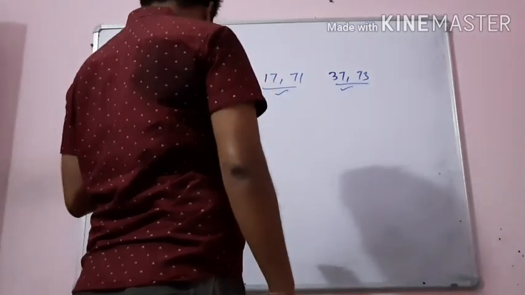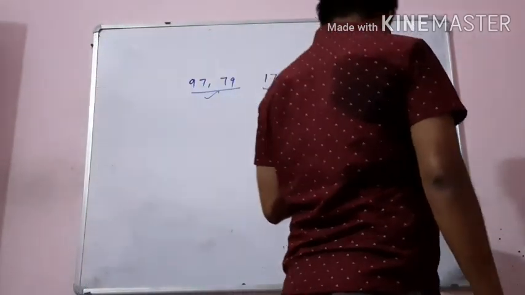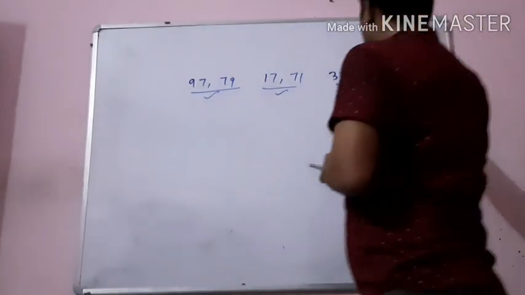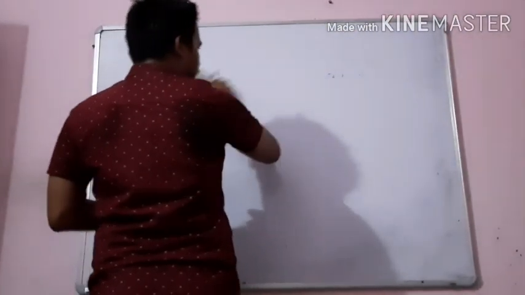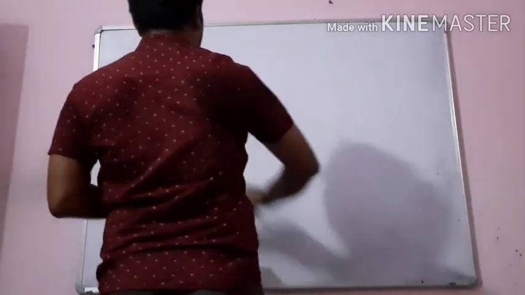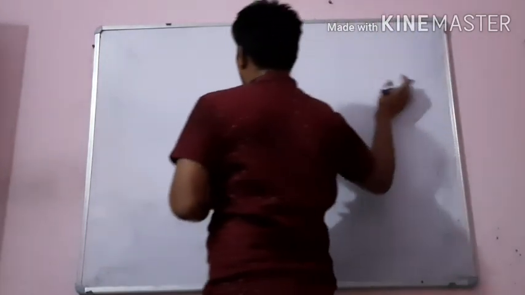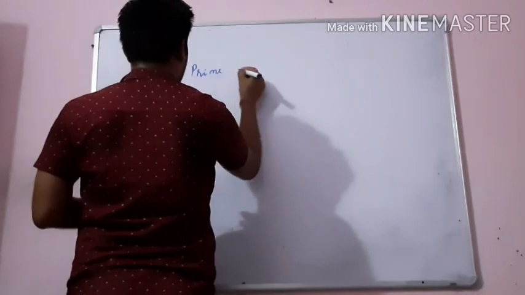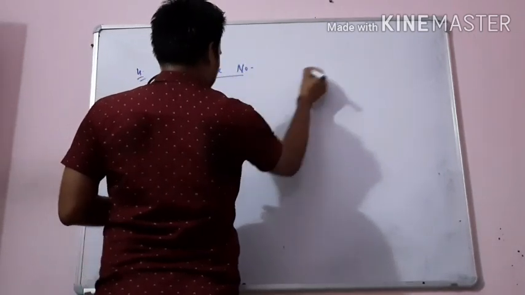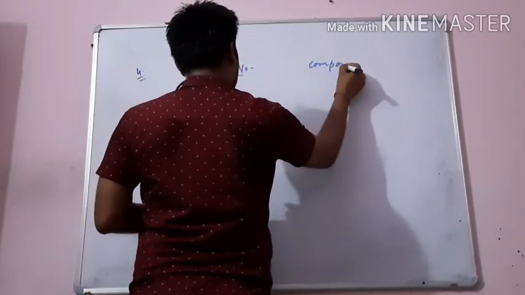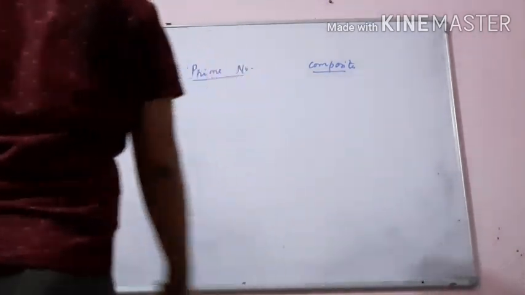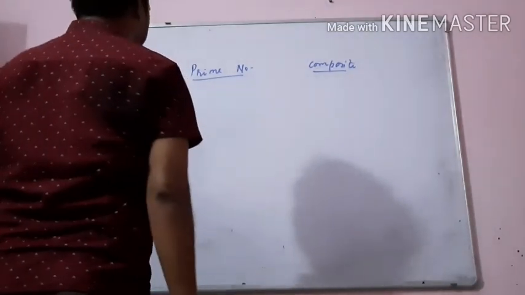Now moving on, question number 4. Write down separately prime numbers and composite numbers less than 20. What do you have to write? Prime numbers and composite numbers separately. Less than 20 means up to 19. So the solution to question number 4 will be, here I am writing prime numbers, composite numbers. So 1 is neither a composite number nor a prime number.